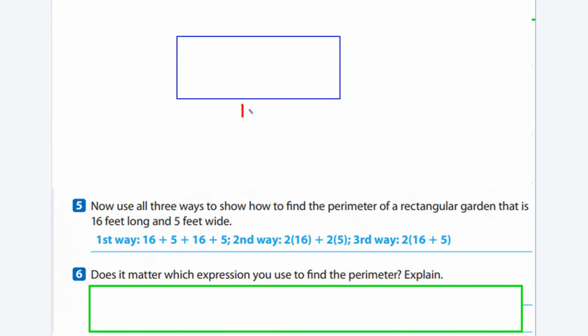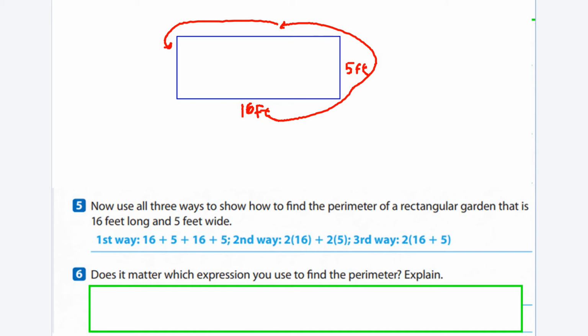So here it is, 16 feet. Always important to write the units. And you got the 5 feet here, 5 feet. Okay. And again, if you walk around, 16 plus 5 plus 16, right? This would be 16 plus 5. Okay, so that's one way of writing it.